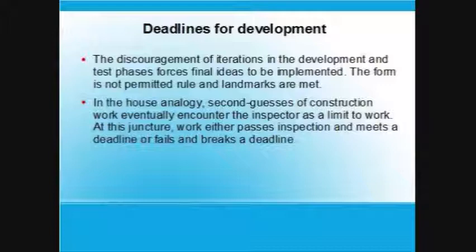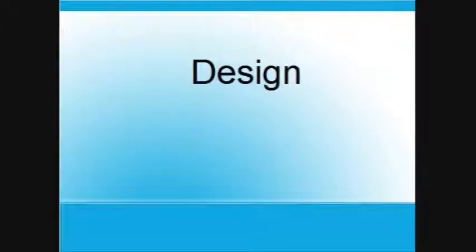In the house analogy, second guesses of construction work eventually encounter the inspector as a limit to the work. At this juncture, work either passes inspection and meets a deadline, or fails and breaks a deadline. The hybrid model blends the reliability of consistent function with the variety of form. There is no need to choose one design principle over the other. With research completed by the project manager and a specific model for development set forth, the blueprint of the website can begin.